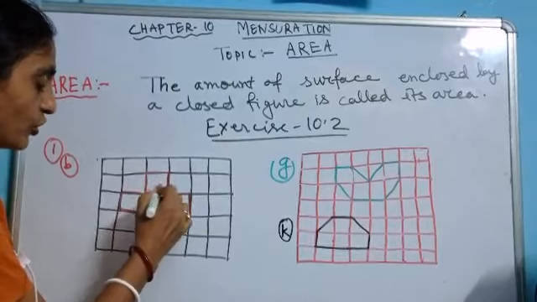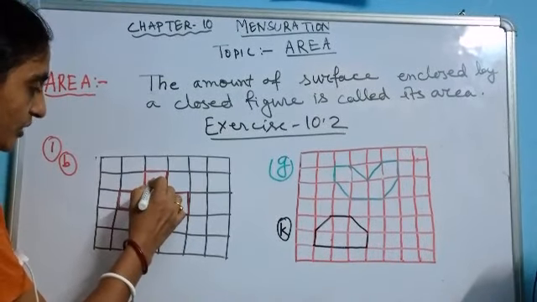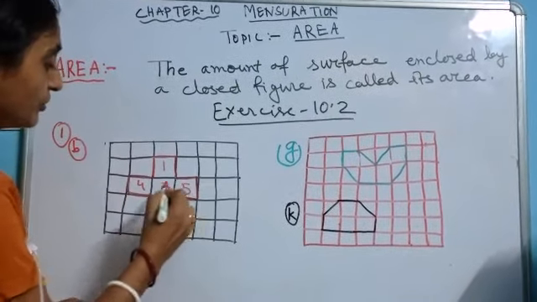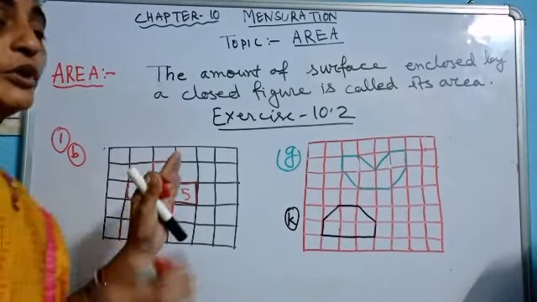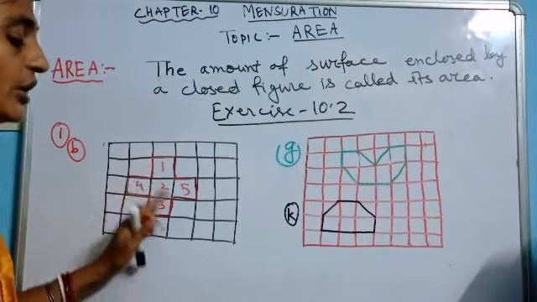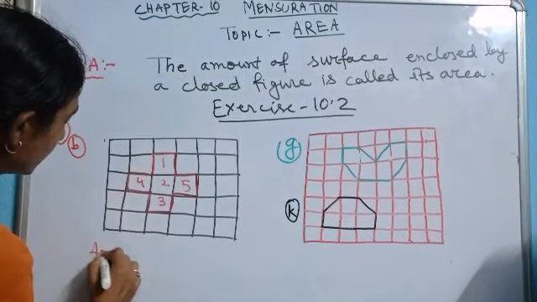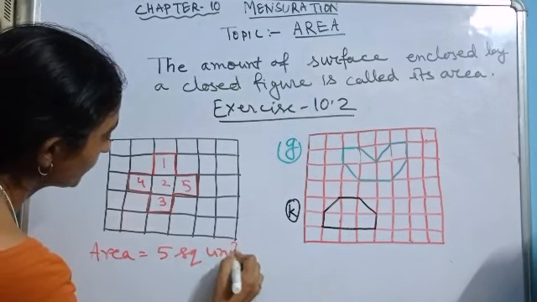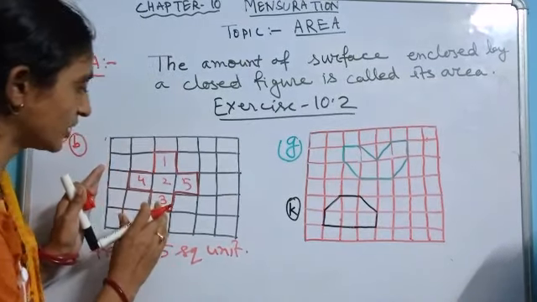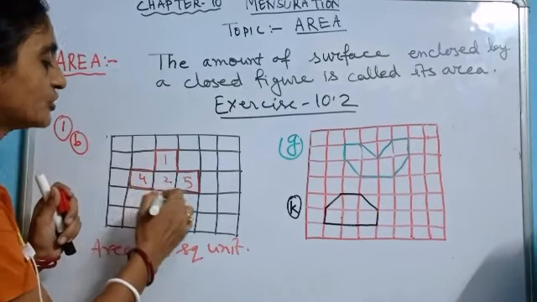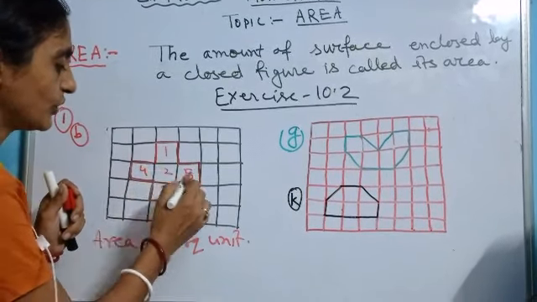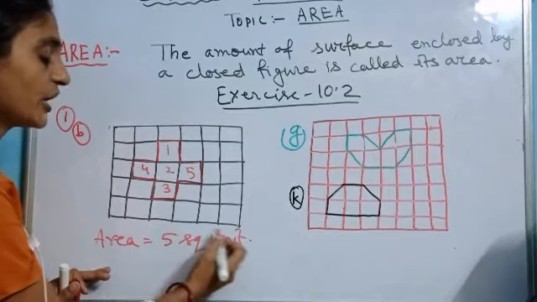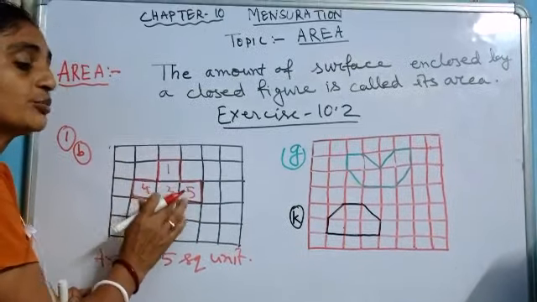So how many squares are there? Let's count: 1, 2, 3, 4, 5. I have got 5 complete squares. So what will be the area? Here we can write the area is equal to 5 square units. I hope this is clear. No part is broken here, only complete squares have been given. 1, 2, 3, 4, 5, so the answer I have written is 5 square units. This is the area of this cross shape.